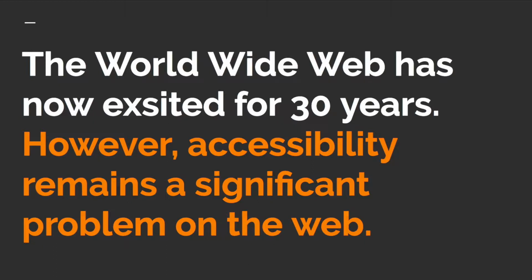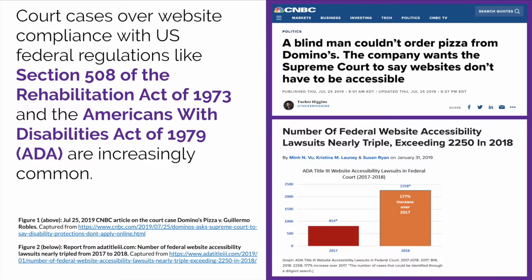Now, the web has existed since 1989, but over all this time, despite all the conversation and all of the work that's been done, accessibility still remains a significant issue, a significant area of lack on the internet. This is becoming a bigger and bigger issue for businesses as more and more lawsuits under Section 508 of the Rehabilitation Act of 1973 and under the Americans with Disabilities Act are being brought against companies that have websites that are inaccessible to people with certain sorts of disabilities.